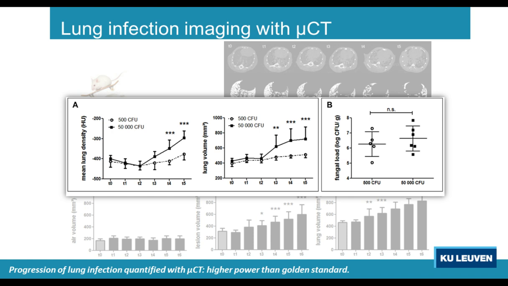Because there's a high variation and a high standard deviation on this colony-forming unit counting, with this group of mice, with 5 mice and a bit more in a group, we do not have enough power to resolve a statistically significant difference between the groups. Whereas microCT in panel A can, which is illustrated for 2 different biomarkers. With this I want to illustrate that microCT has a higher power and higher sensitivity than the gold standard.